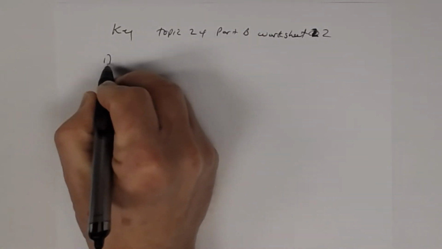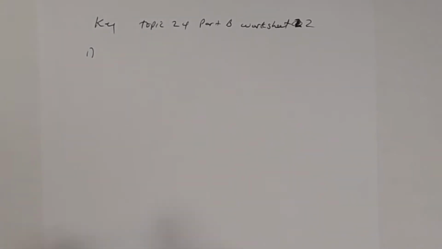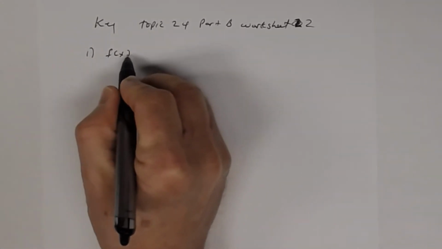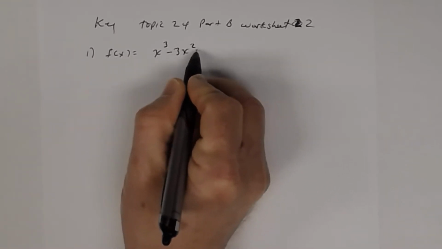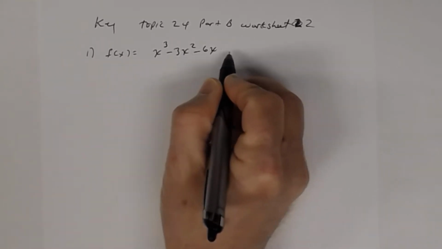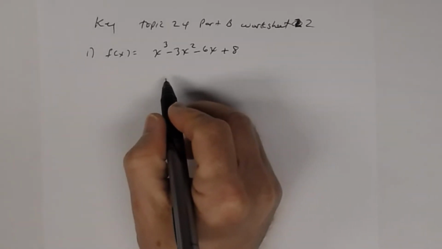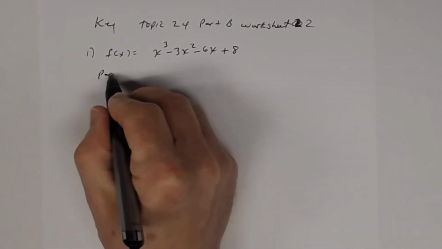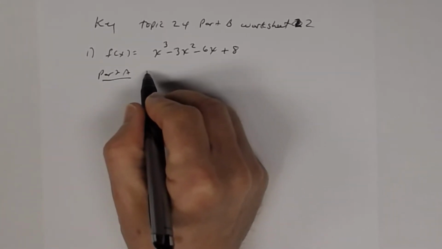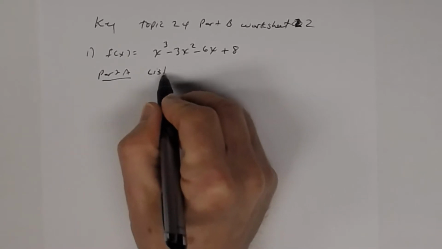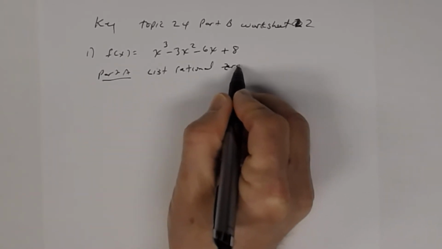So here's number one. You have f of x, which equals x cubed minus 3x squared minus 6x, plus 8. The first thing you want to do, part A, is list all possible rational zeros. So we're going to list all rational zeros.